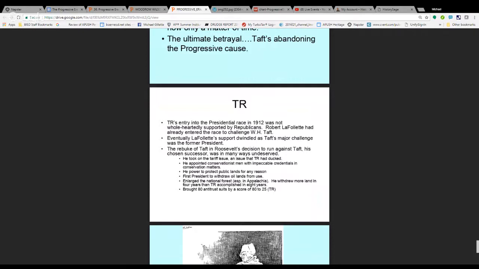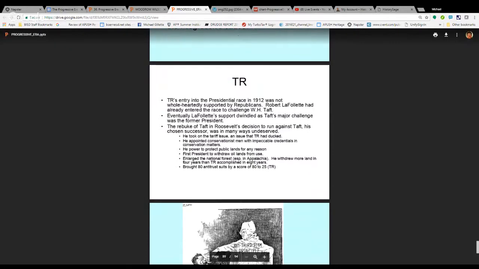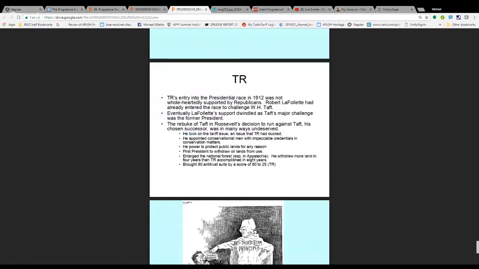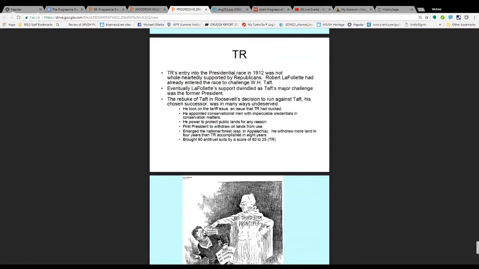And in many ways, it's unfair. I think Taft gets a bit of a bum rap. He is a lot more progressive than Roosevelt would have preferred, but think about what he did do. Taft took on the tariff issue, an issue that Roosevelt ducked. He appointed conservationists, men with impeccable credentials in conservation matters. He had the power to protect public lands for any reason. He's the first president to withdraw oil lands from use. He enlarged the national forests that were protected. And he brought nearly, well, actually the number's 90, nearly 90 antitrust lawsuits compared to Roosevelt's 25. So Taft gets a bit of a bum rap.